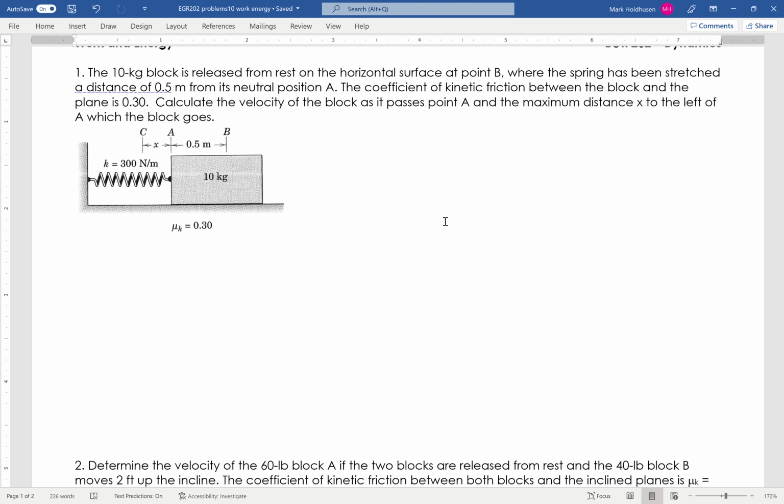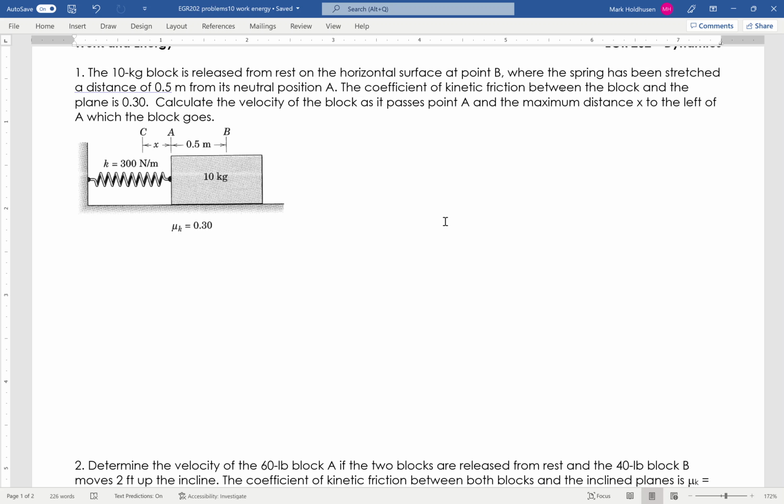Okay, we've got a 10 kilogram block released from rest at point B. The spring is stretched out a distance 0.5 from its neutral position at A. We've got a coefficient of kinetic friction. It wants me to find the velocity as it passes through point A, and then the maximum distance the block goes.